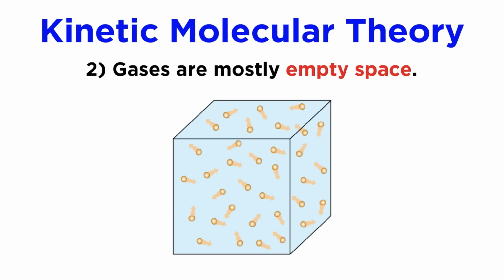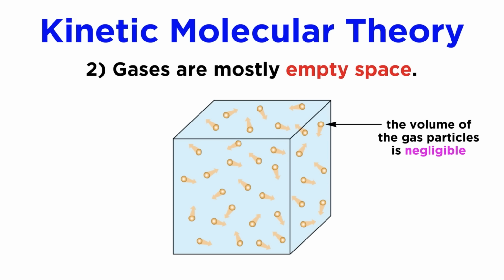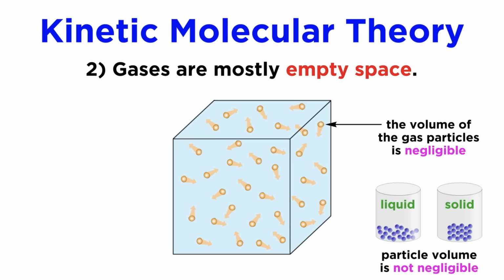Number 2, we can assume under most sets of conditions that the gas is mostly empty space. This means that the fraction of the total volume that is occupied by the particles of gas themselves is so close to zero that we simply ignore it, regarding them as essentially dimensionless points. This is in stark contrast with solids and liquids, which are non-compressible because all the particles are pretty much right up against one another. There is very little empty space between the particles.